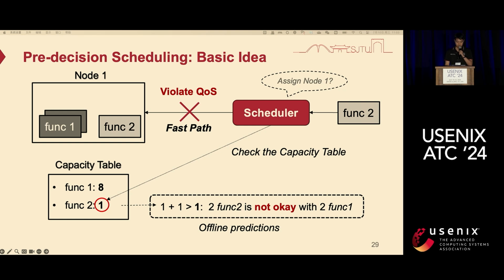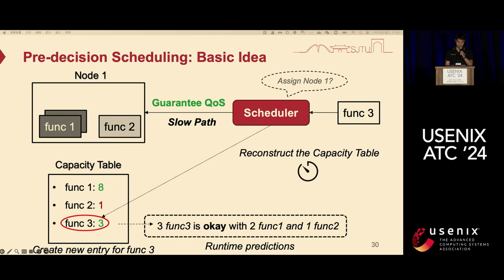Similarly, if the arriving instance is function 2, the scheduler also knows that one more function 2 would mean the number of instances surpassing its capacity, which means QoS violation after deployment. So it would deny this scheduling and choose another node. It is also the fast path.